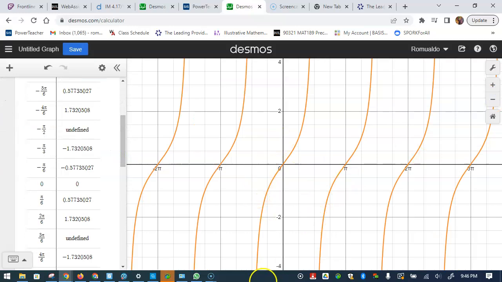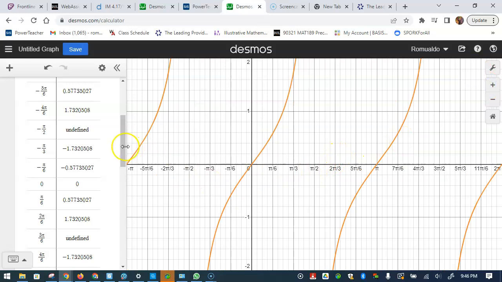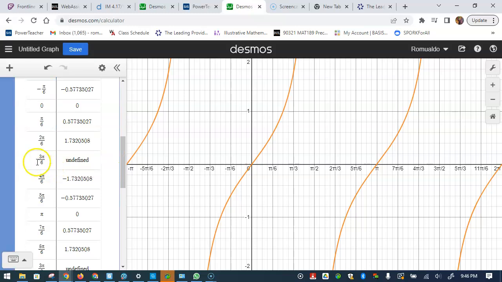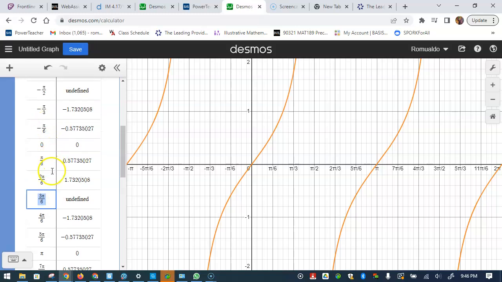It's going down and covers the whole y-axis, right? But somewhere it goes up and then suddenly there's a break, right? So why? Let's see. If you see that's pi by 2, and at pi by 2 you'll see it is undefined, and you can also see this is 3 pi by 2, and this is pi by 2, right?